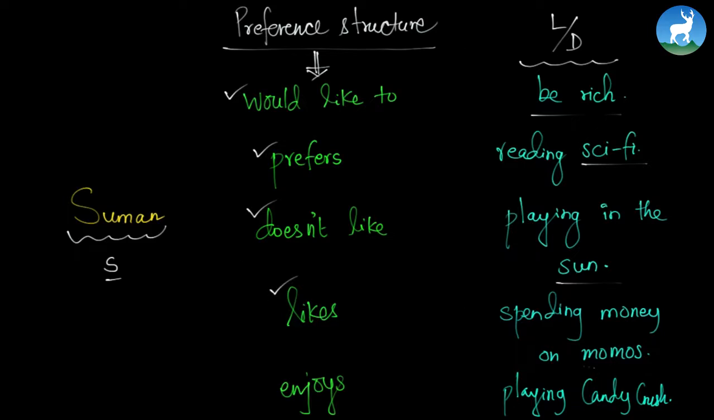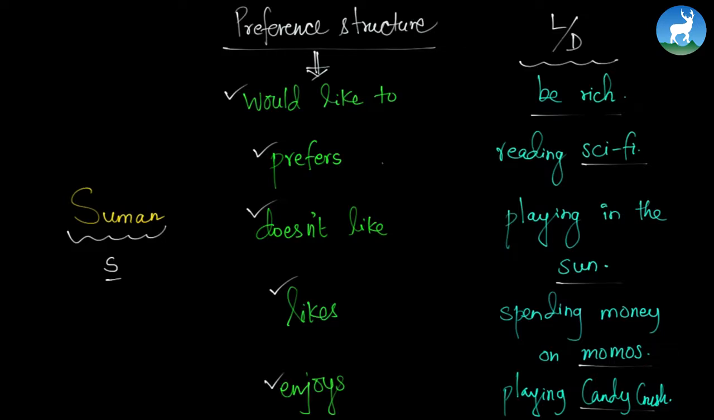Suman likes spending money on momos because they are very tasty, and he can eat 3 plates of momo without getting a stomach ache. The final thing is enjoys. Suman enjoys playing Candy Crush. He had just bought a new iPhone 7 or 8, and he loves playing Candy Crush all the time. In fact, he's glued to his phone most of the time. So these are some of the preference structures.